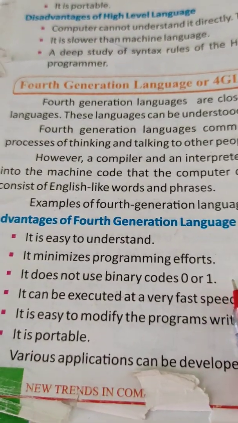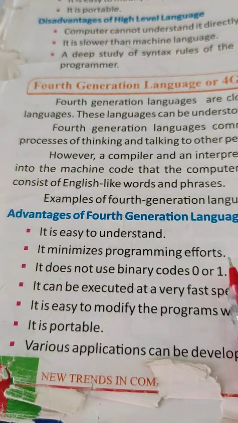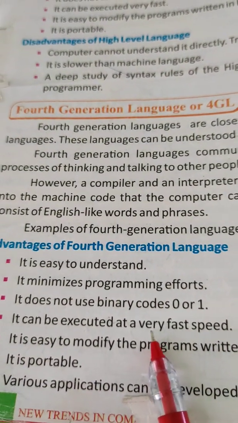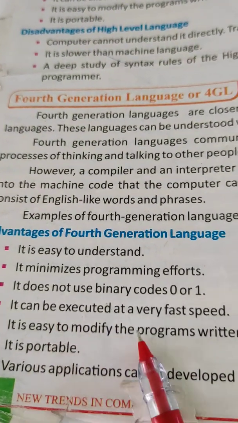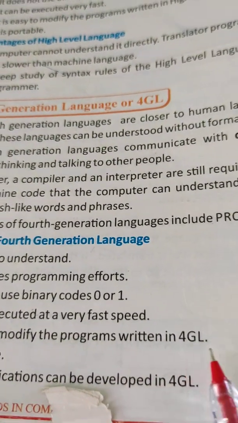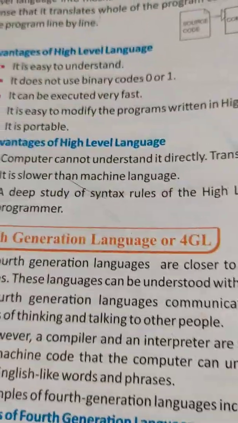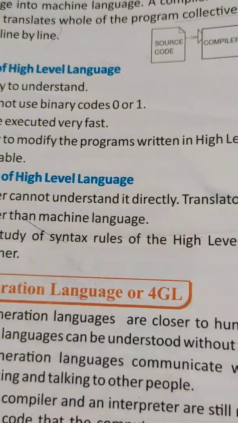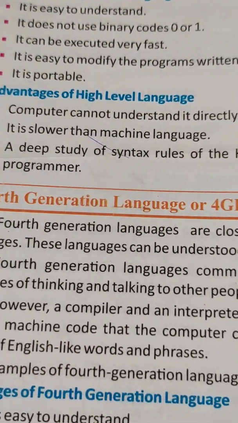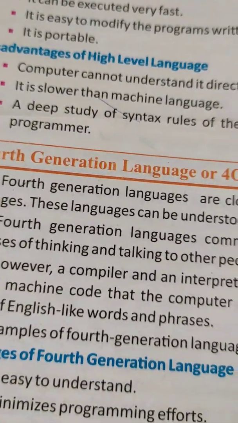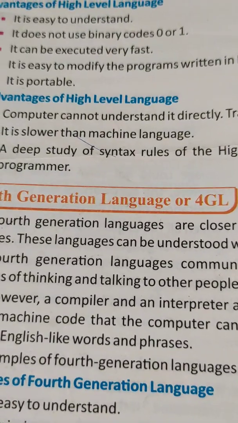it does not use binary code 0 or 1, because binary language is very difficult to understand. It can be executed at a very fast speed. It is easy to modify programs written in fourth generation language. It is portable and various applications can be developed in fourth generation language. That's why there are no disadvantages in the fourth generation language. It is very easy for human beings to understand.